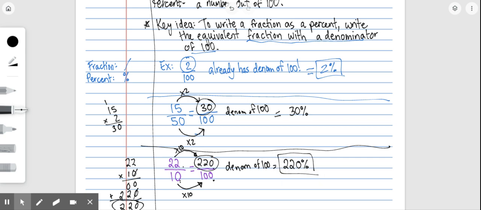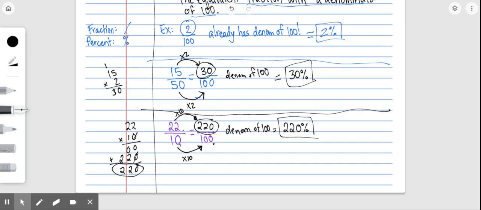Now, it is okay that our percentages are more than 100, because remember, you can have more than 100%. That means that you're paying more than what you originally would, or that you have to do more than you originally would. This is why you have a percentage higher than 100, and that is okay.